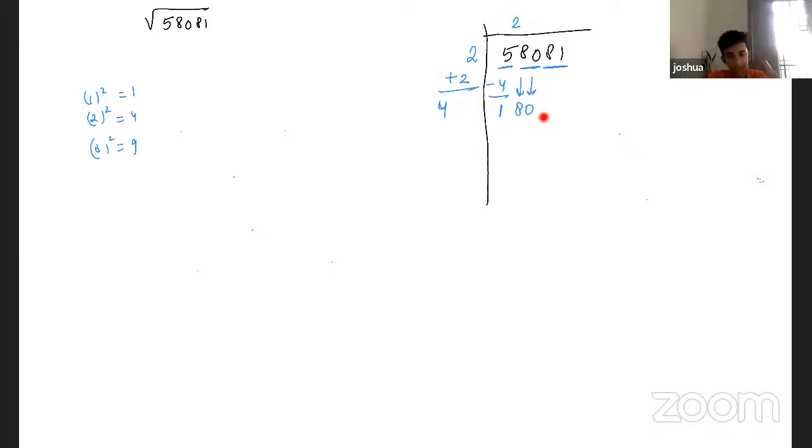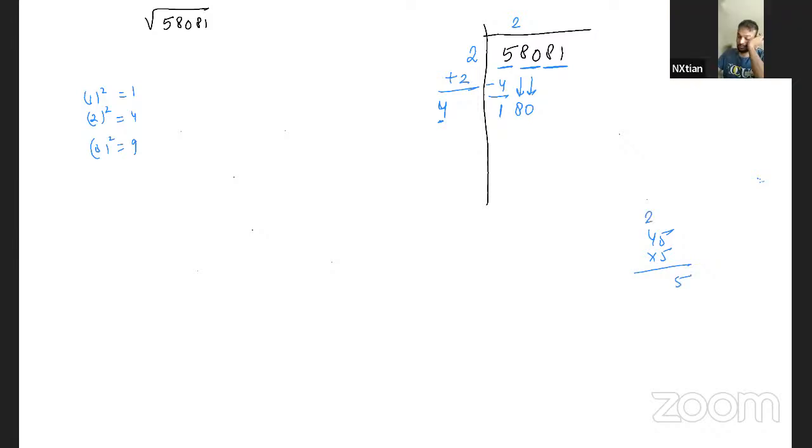Tell me any number from 0 to 9. 5. So if you take 5, 4 was already there, so it will become 45 multiplied by 5. Understood? Okay. So it will become 5, this will become 2, so it will become 225, which is greater than this. So you have to choose any other number which is smaller than this number.